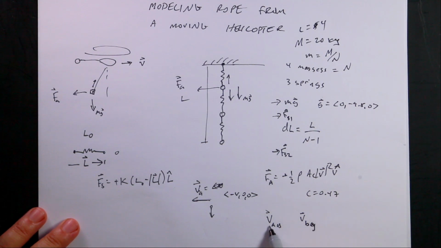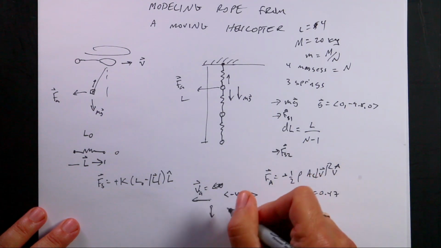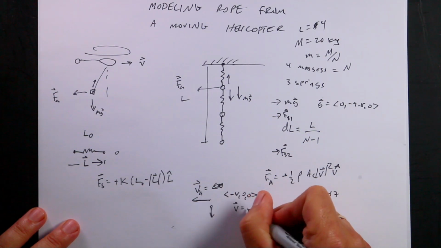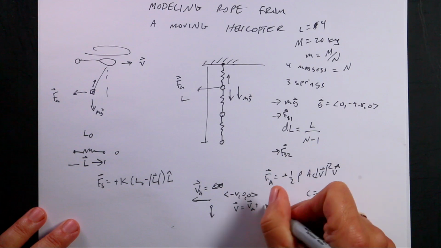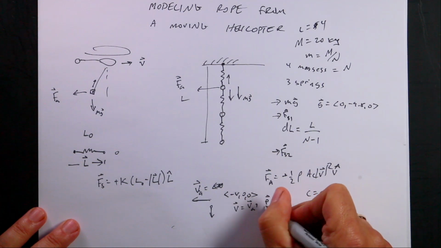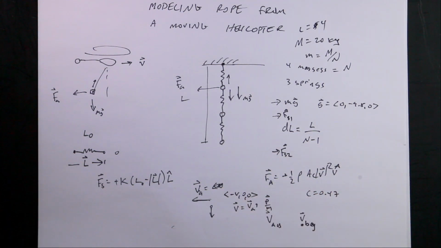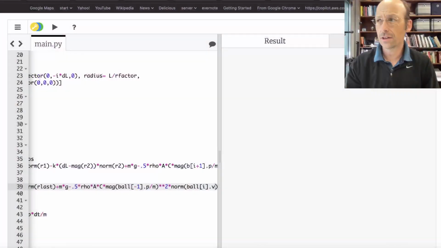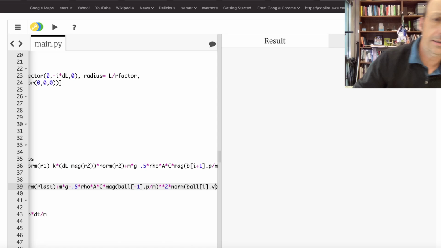So, if I add these two together, yes, then I'll get the ball with respect to the air. I think that's right. So V ball is just going to be V air plus P over M. I don't know if that's going to work. It's okay to doubt yourself. I mean, that's how we make stuff.